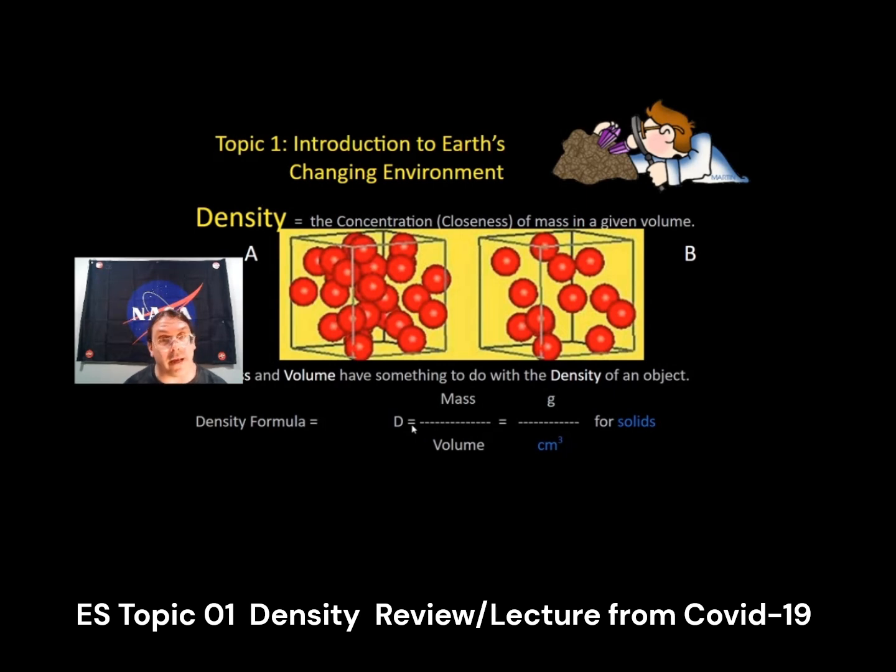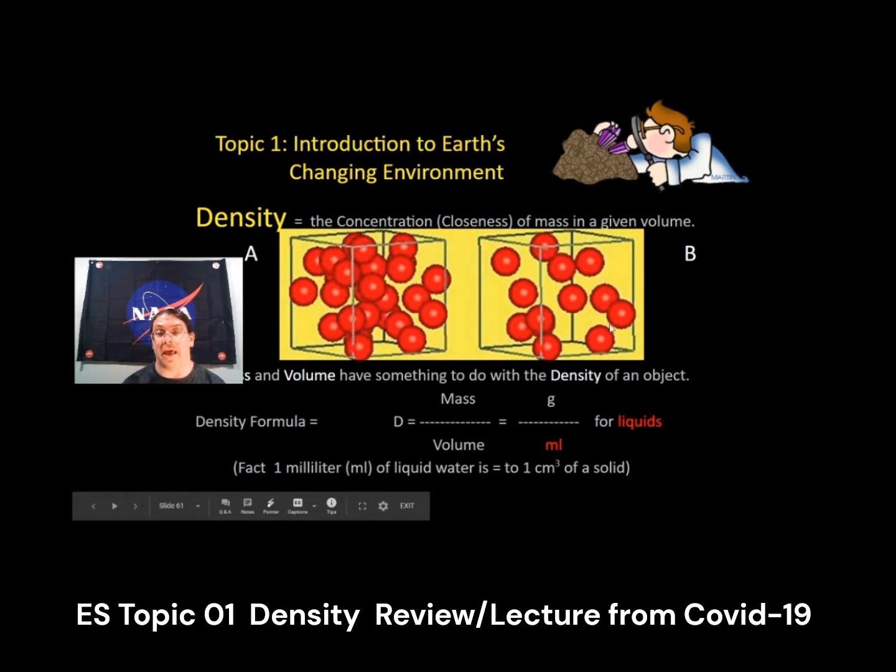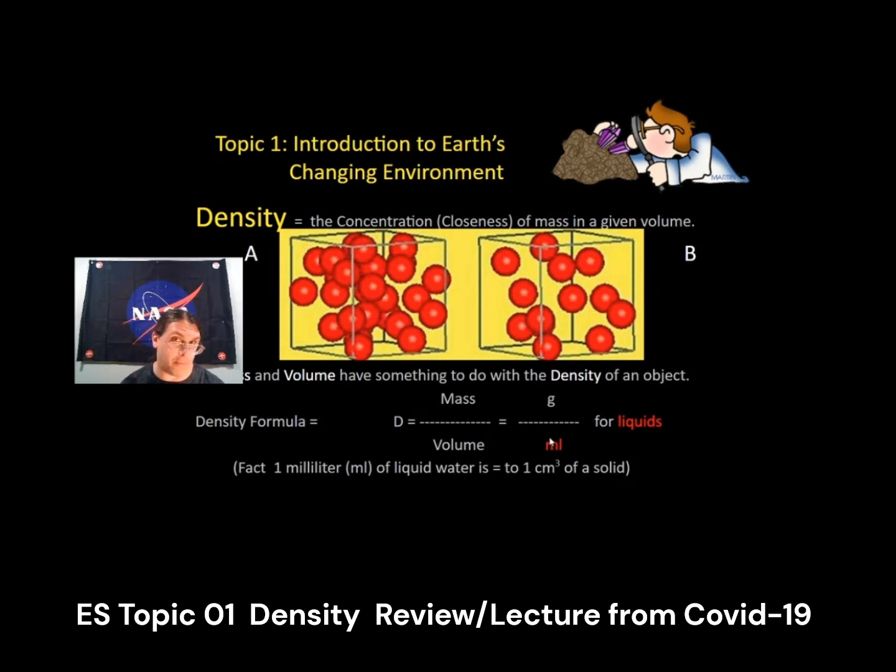Now if you look at the units, the mass unit is grams. The solid volume unit is centimeter cubed. So the unit for density would be grams per centimeter cubed. If we're dealing with a liquid, then it would be grams per milliliter. So it depends on what type of sample you're looking at. But the formula is exactly the same. It's mass divided by the volume.